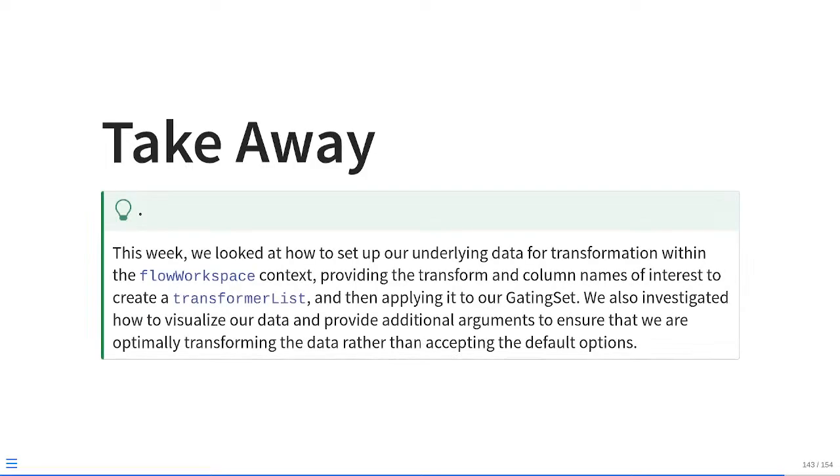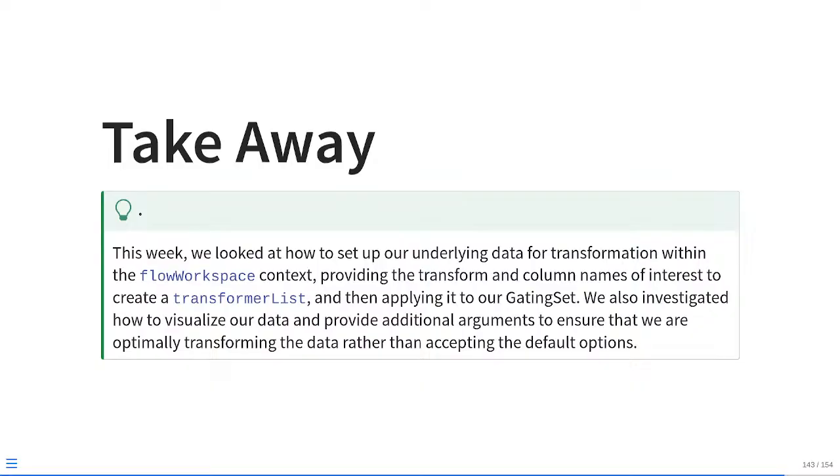All right, so our takeaways for this particular week is we looked at how to set up the underlying data for transformation within the flowWorkspace context by providing both the transform that we're interested in applying as well as the column names that we're interested in transforming, creating a transformer list that then gets applied to our gating set. We also investigated how to visualize our data as well as customize the arguments just to make sure we're optimally transforming the data rather than just willy-nilly accepting the defaults, which can end up with weird visualizations.